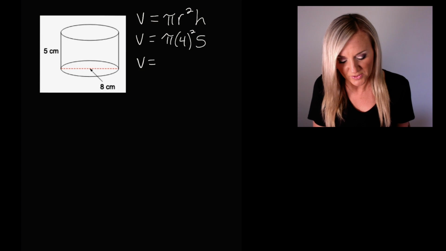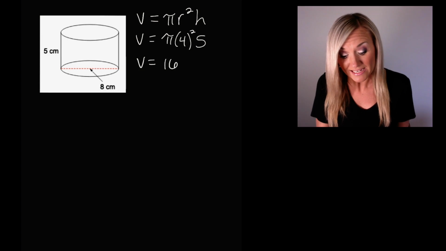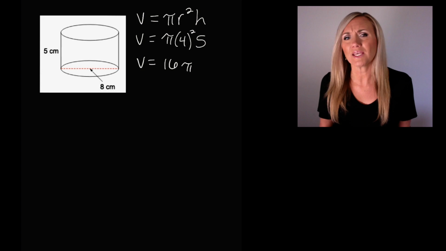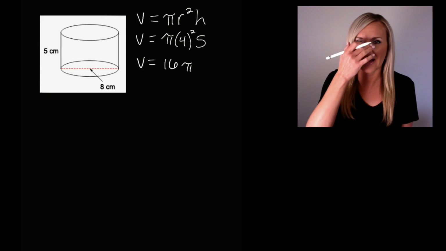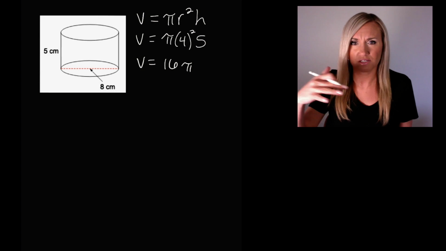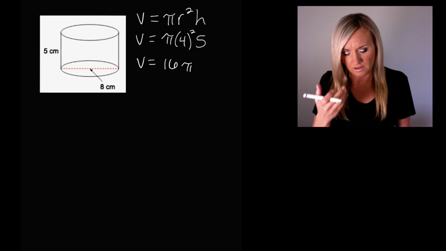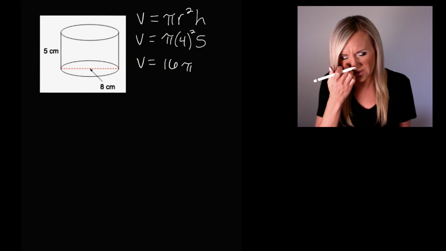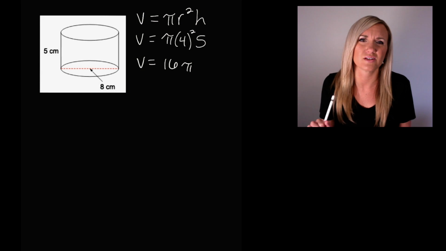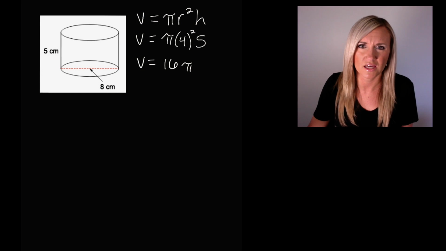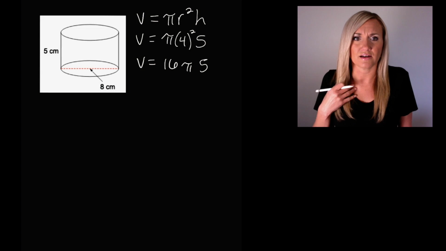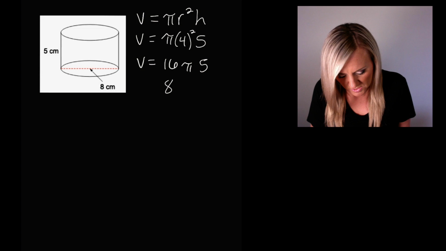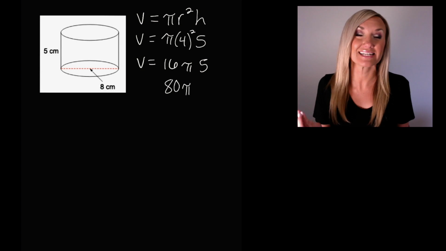All right, so our volume is 16 pi. And I know that might confuse you that I moved the 16 in front of the pi. Don't. Multiplication is commutative. All of those values there are multiplying each other. I think it's just habit. When I see a pi, I always try to put it at the end. And then there's a 5, and then 16 times 5 is going to give us 80. So we have 80 pi, and that is the exact answer.